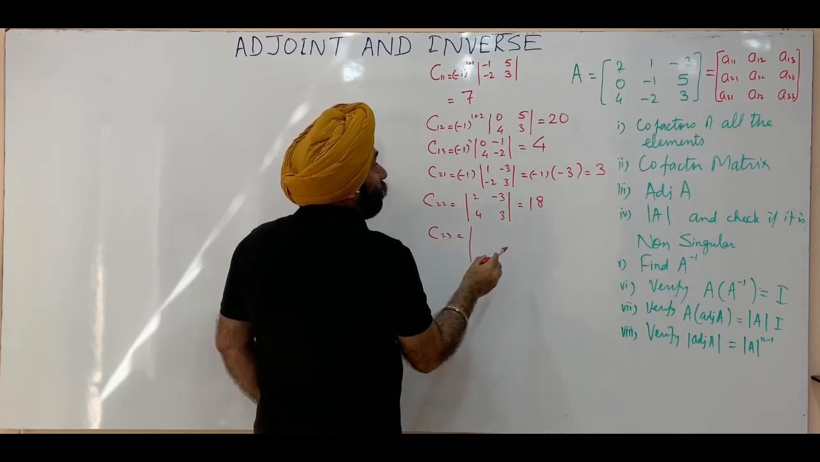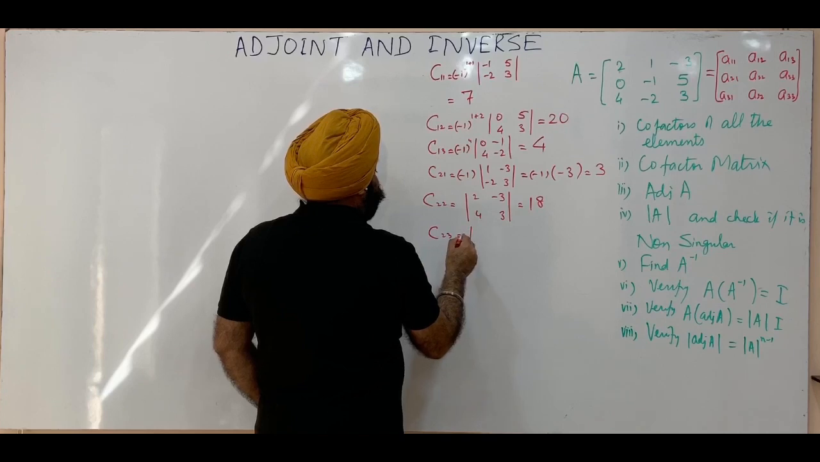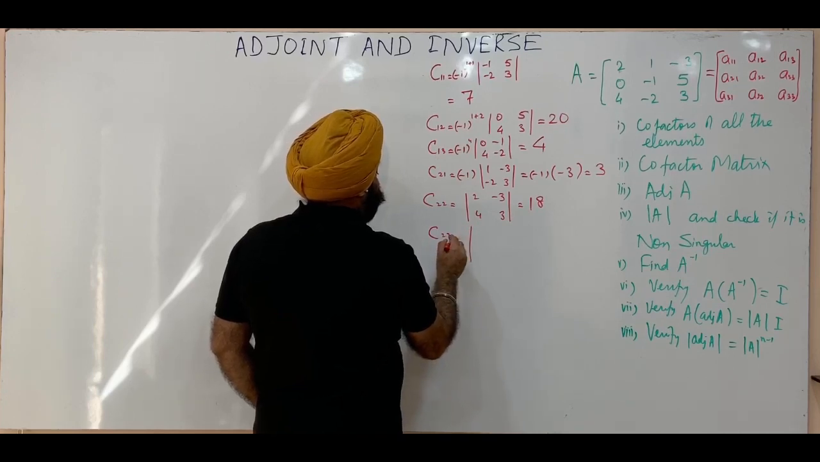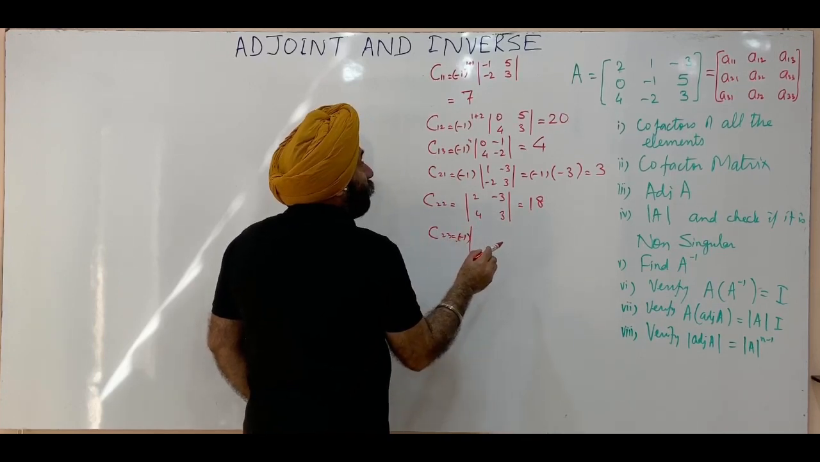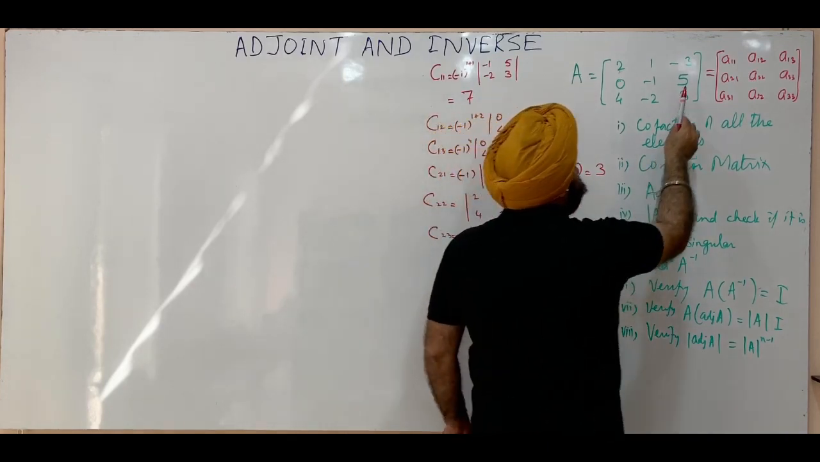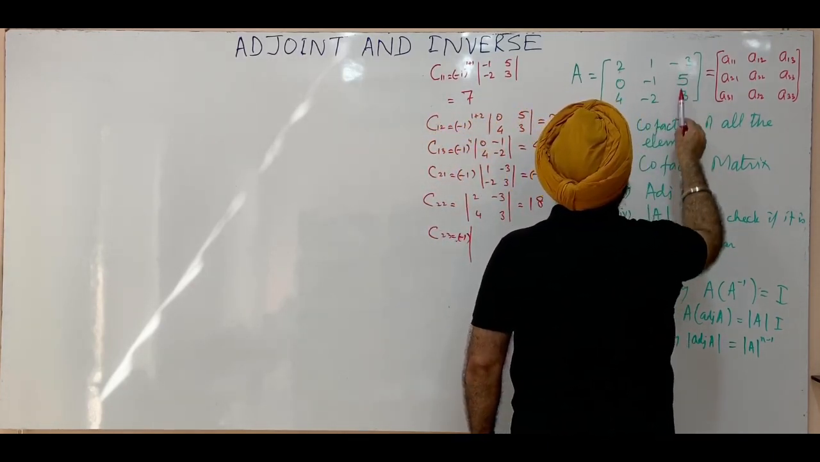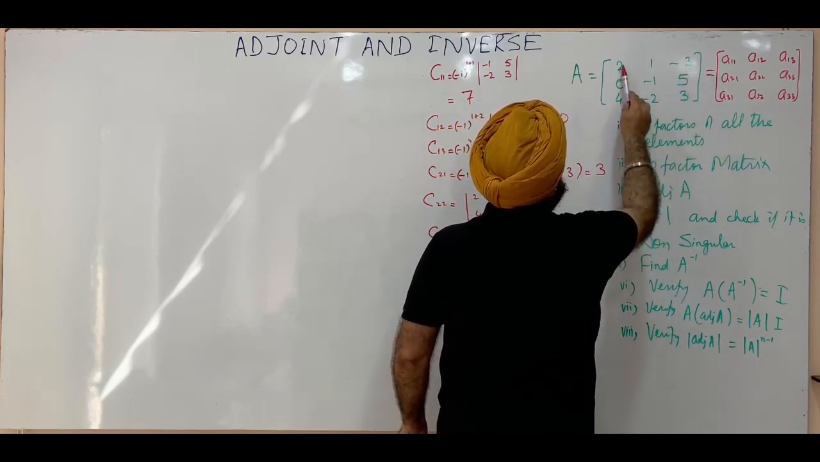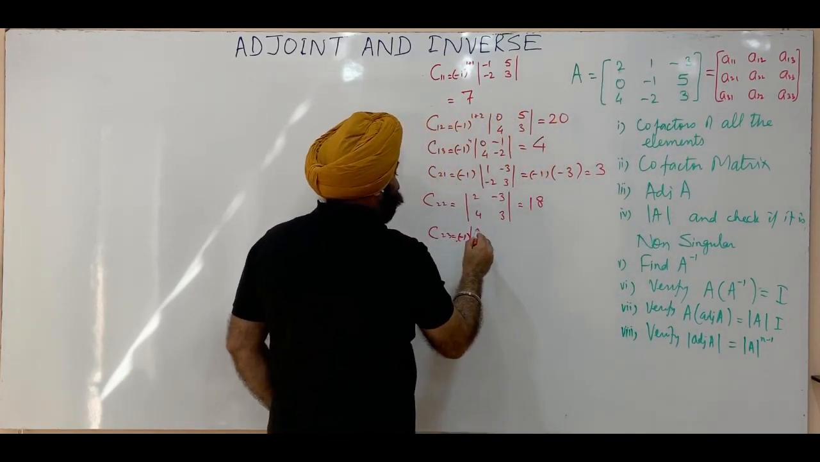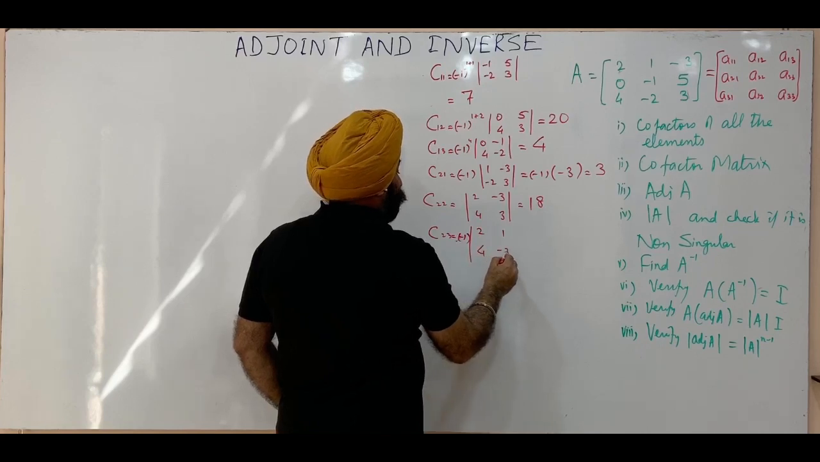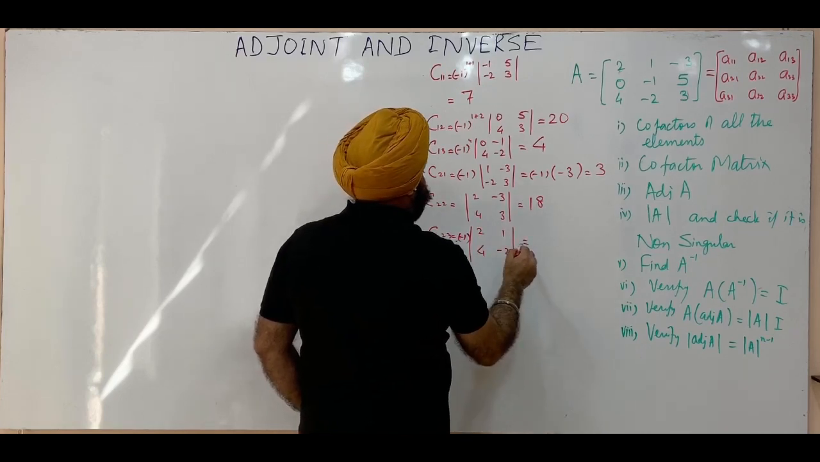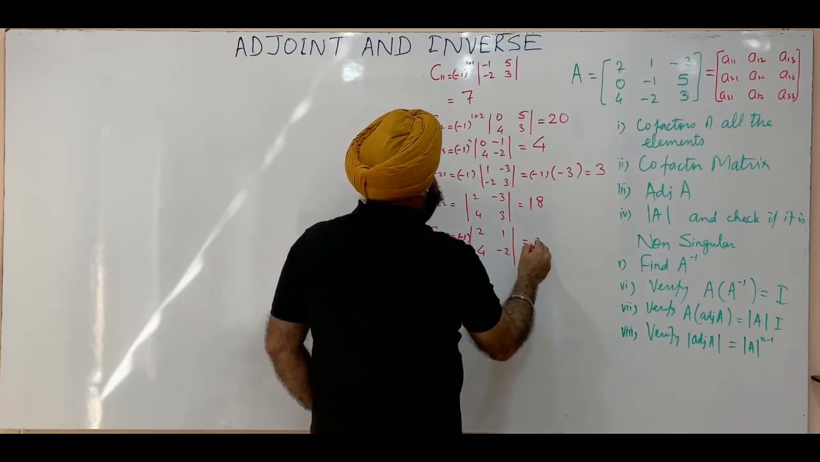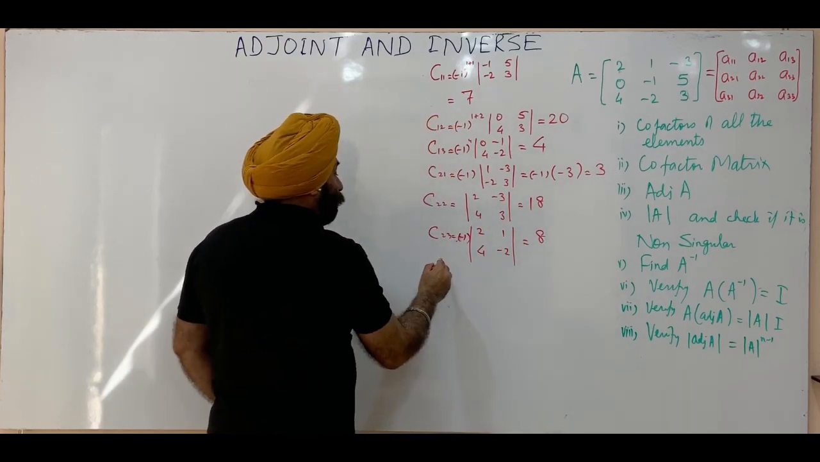Next, this will be C23. This will be minus 1. This is the element at the intersection of the second row and third column. So leaving this row and column, we are left with 2, 1, 4 and minus 2. This is 4 and this is minus 2. So minus 4 is minus 8, into minus 1.